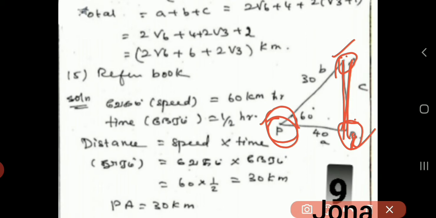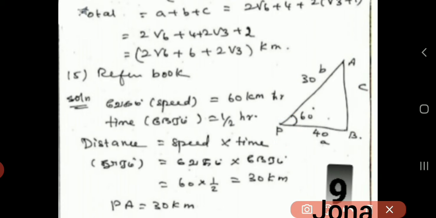Okay, so let me see here. The speed is 60 km per hour. The time is half an hour. After half an hour only we want to find that, isn't it? So 60 into 1 by 2, that is nothing but 30 kilometers. So we can have that PA is 30 kilometer. Likewise we can find for B also.